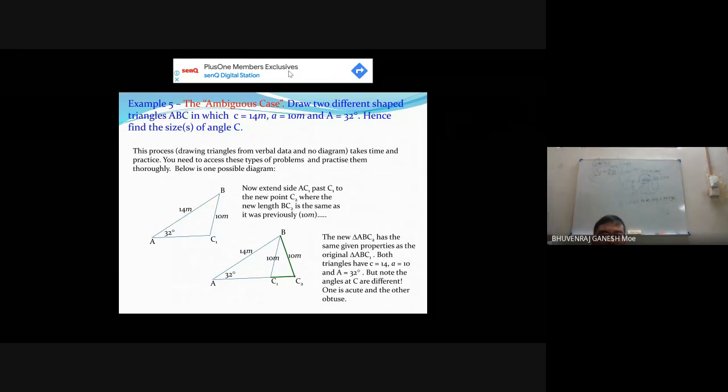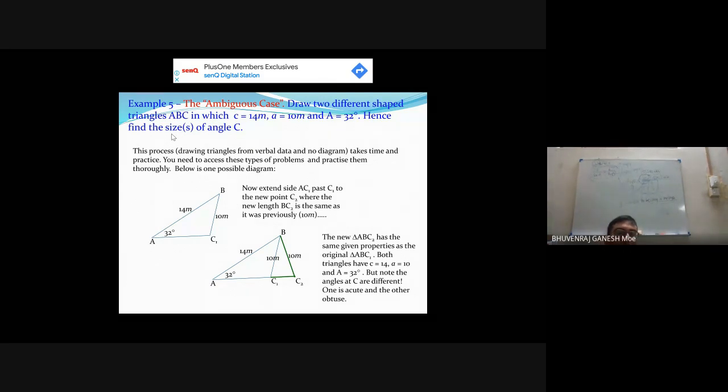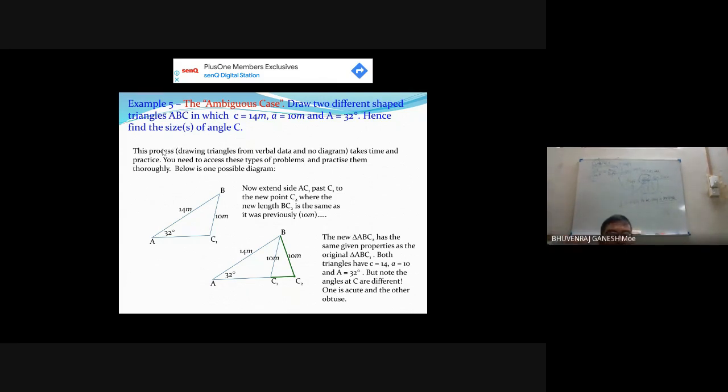So, draw two different shaped triangles ABC in which they give you these conditions here. So you have to obey them. This is how the question will say: sketch a different triangle, let's say ABC prime, in which they will tell the length of sides equals to what, and then maybe one angle equals to what. So this is how they solve it. You see, there's a possibility here that you can form an isosceles triangle, because you are obeying the ambiguous case rule, like the non-included angle. So when you drag this down here, you will form C2, or we can call it C prime also. Here they use C1 and C2. Usually we use C and C prime, same stuff.